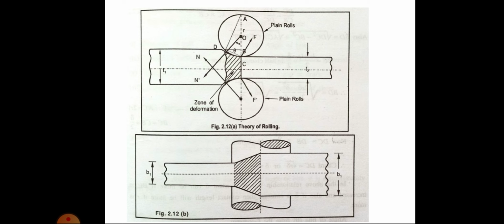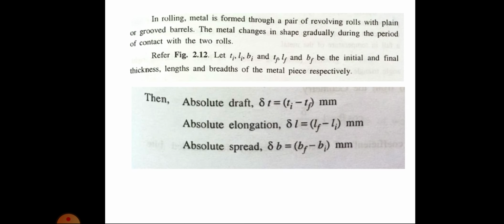The metal changes its shape gradually during the period of contact with the two rolls. From the figure, let TI, LI, BI and TF, LF and BF be the initial and final thickness, lengths and breadths of the metal piece respectively. Let absolute draft delta T be equal to TI minus TF in mm. Absolute elongation delta L is equal to LF minus LI in mm. Absolute spread delta B is equal to BF minus BI in mm.